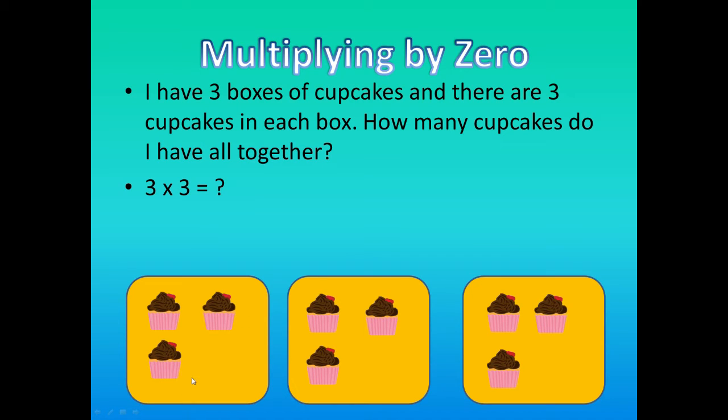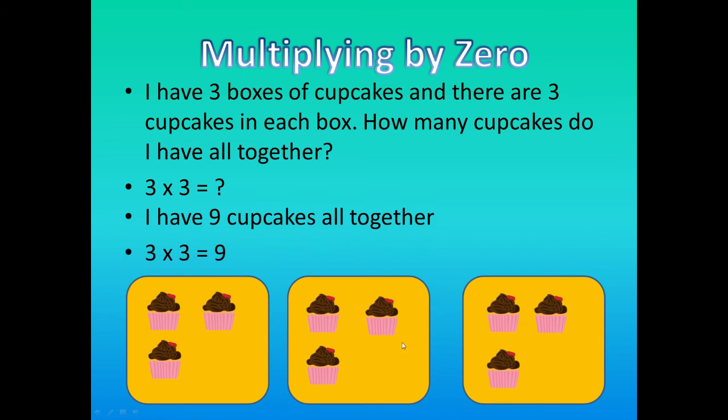So, as I said before, you can count these out, but it's much better if you do use multiplication. So 3 times 1 equals 3, and 3 times 2 equals 6, and 3 times 3, that's right, equals 9. So we have 9 cupcakes altogether, and 3 multiplied by 3 equals 9.